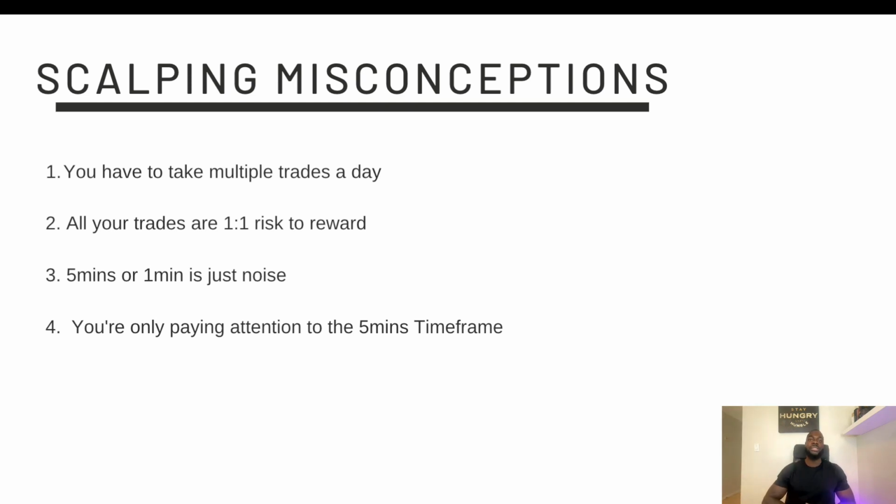So, which leads us to number 4. You are only paying attention to the 5 minute time frame, which is not true. If you're a scalper, you definitely still need to pay attention to the higher time frame and get your bias from there. But there are some confluences that you can use on the lower time frame that will give you perspective of what is happening, and I'm also going to be going over that as well. So let's take a look at some high probability tools that are needed for scalping.